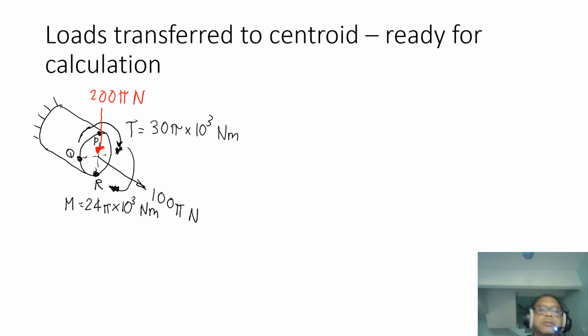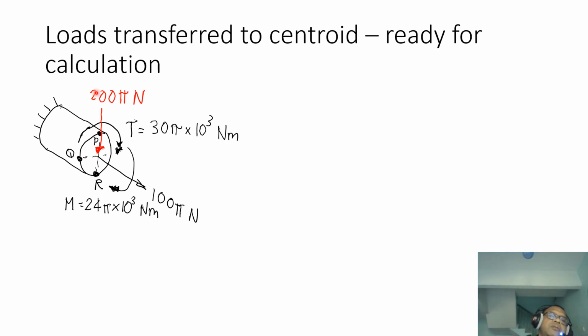Yeah. So that's basically the force that is doing the calculation. So we have the torque, the moment. We've got the torque, the axial force, 100 pi, and the bending moment. Also remember we were transferring this vertical load from here to here. It now is 200 pi Newton.